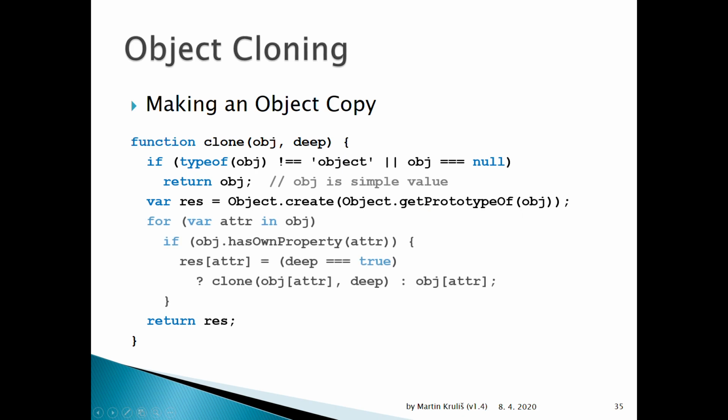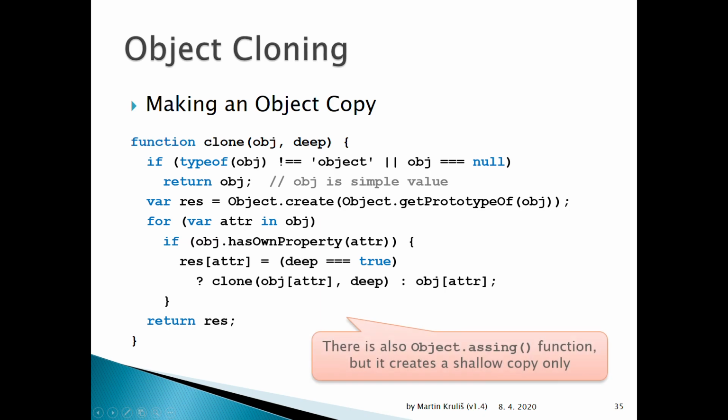And finally, this is just a for loop which copies all the own properties of the actual object. You might check that if we want to perform a deep copy, we need to invoke clone recursively on each copied value. If we're making a shallow copy, we just simply assign the old value into the new object. Actually, this is not the only way.